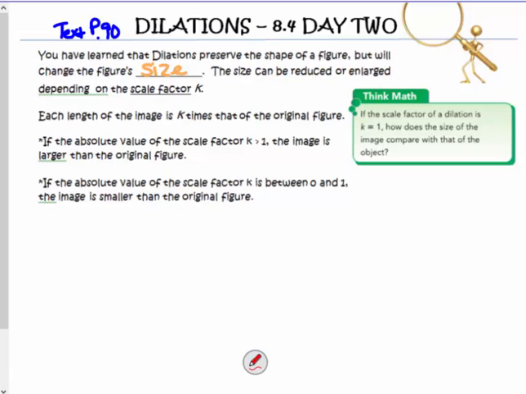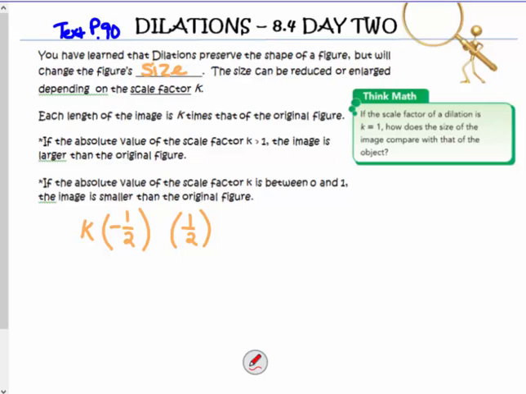If the absolute value of the scale factor k is greater than 1, then the image is larger than the original figure. If the absolute value of the scale factor k is between 0 and 1, the image is smaller than the original figure. So if your k, for instance, is negative 1/2, or if it's positive 1/2, my image is going to be reduced from my original figure. That's what that's telling you.